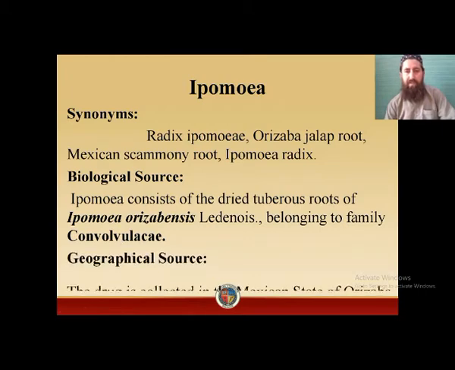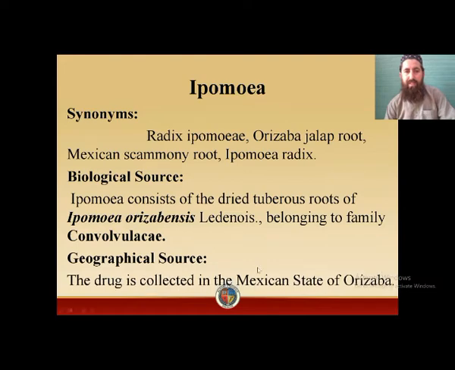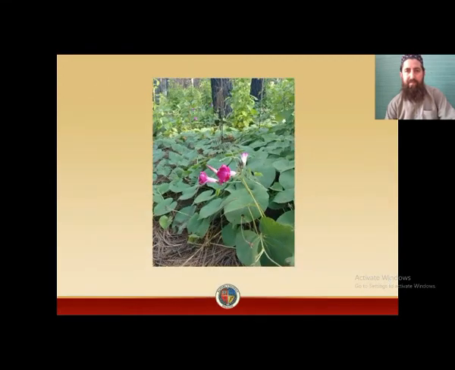Geographical source. The drug is collected in the Mexican state of Orizaba. Due to this Orizaba, it is given the name orizabensis. This is a morphological image of Ipomoea.